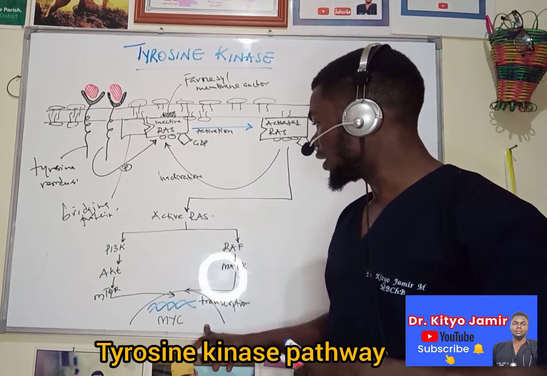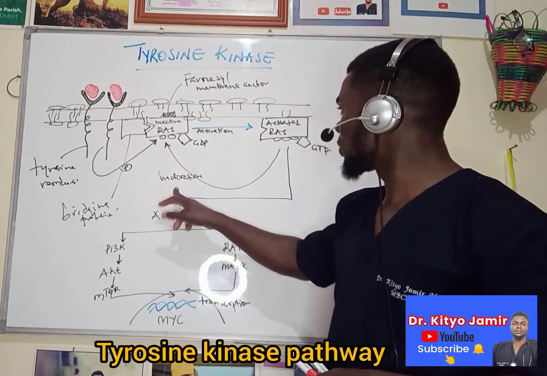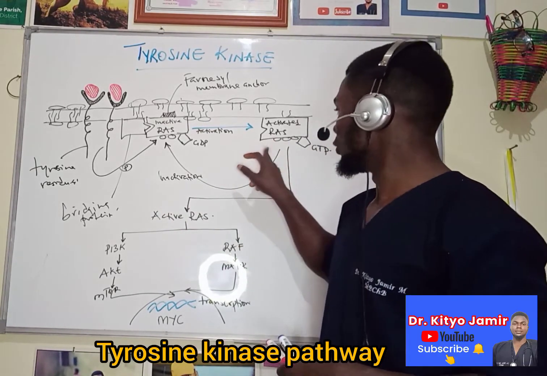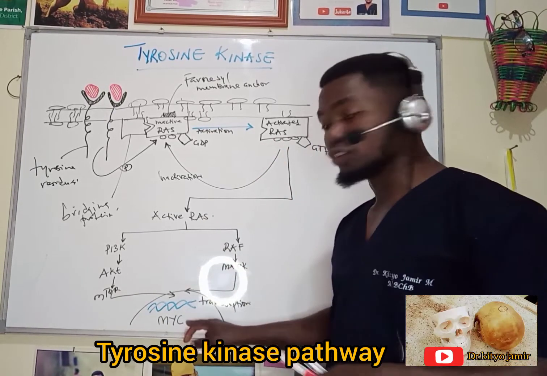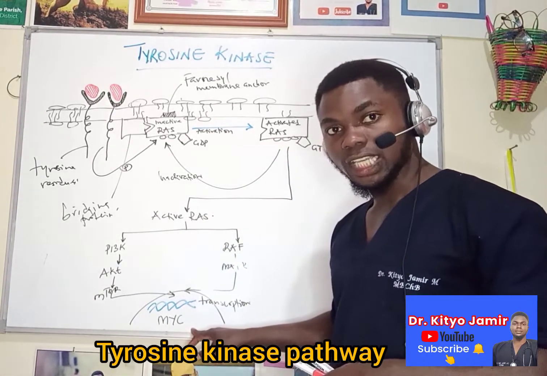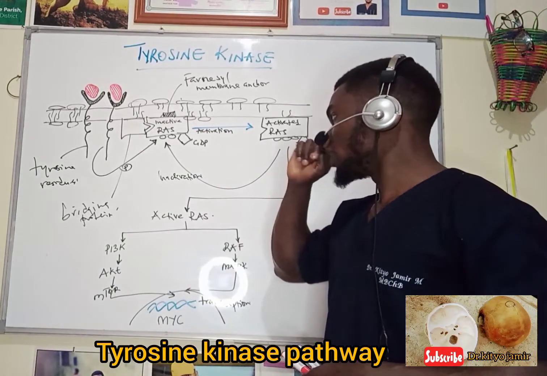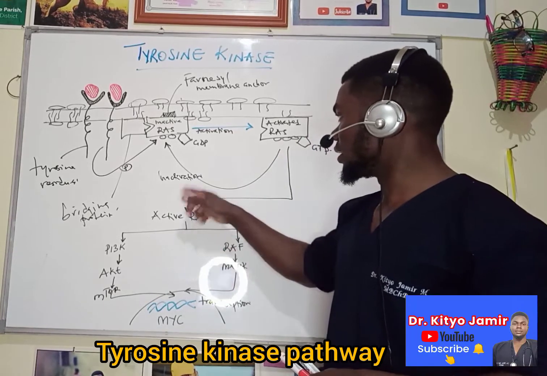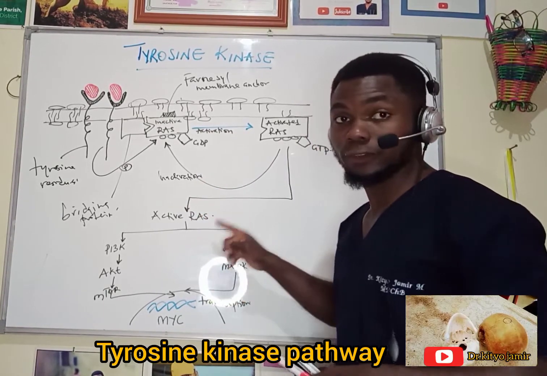So if we have a mutation, for example, in a gene coding for this phospholipase, which is supposed to deactivate the RAS, we are going to have continued transcription and formation of the MYC gene, having uncontrolled cell proliferation. Two, the gene normally associated with this is the NF1, that is neurofibromatosis 1.